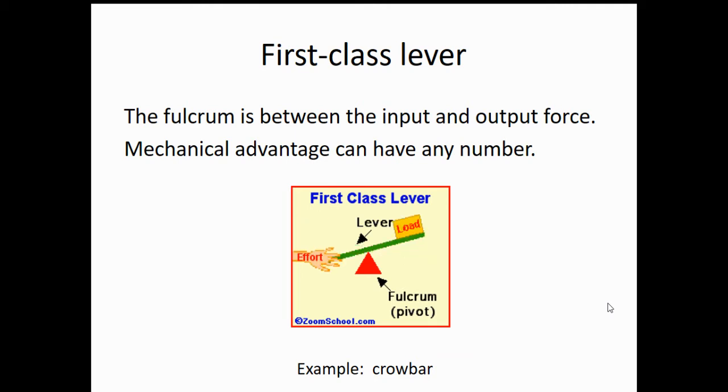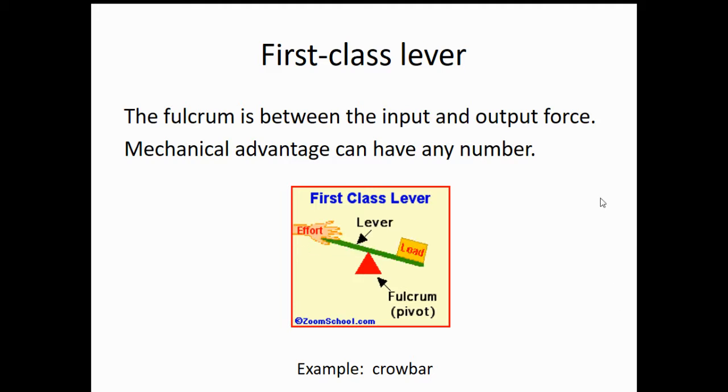All right, first class levers. So, first class levers are going to be your typical lever that you think about. So if you think about like a teeter-totter or a seesaw, those are first class levers. In the first class lever, you have the fulcrum or the pivot point between the two different weights, between the two different loads, between the two different efforts. So you have the effort, which is the input, and you have the load, which is the output arm.